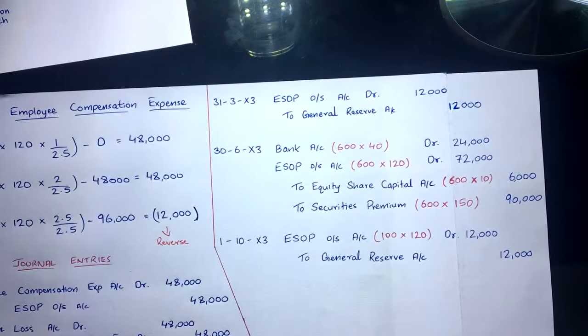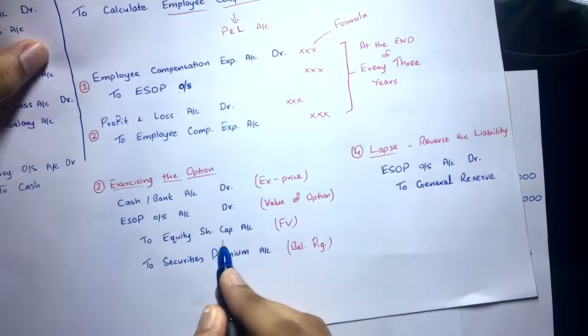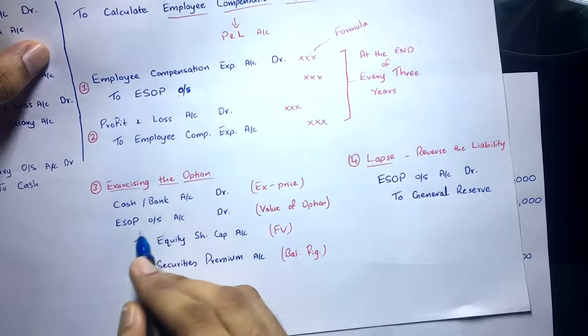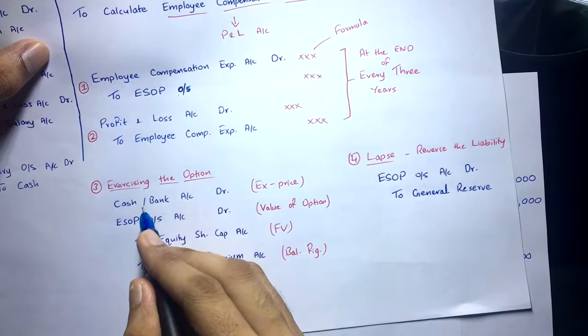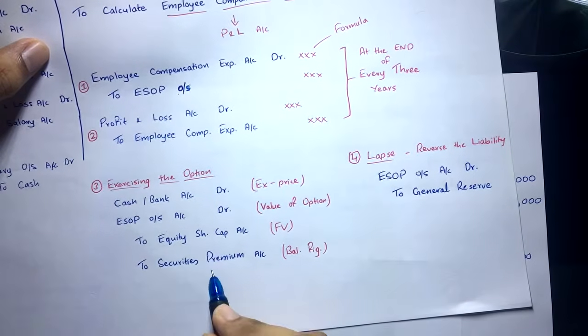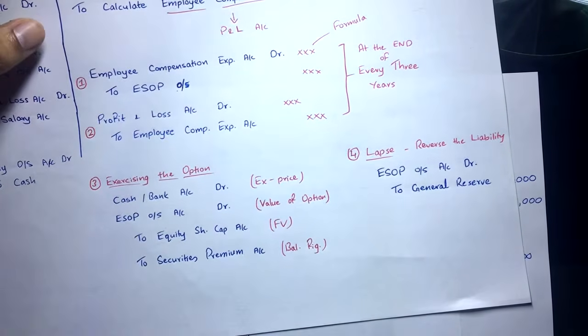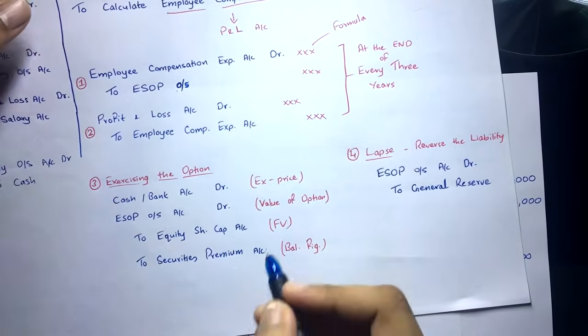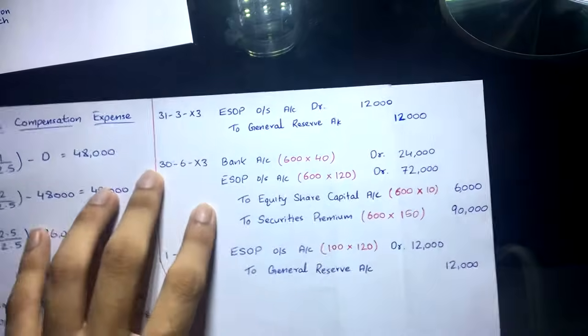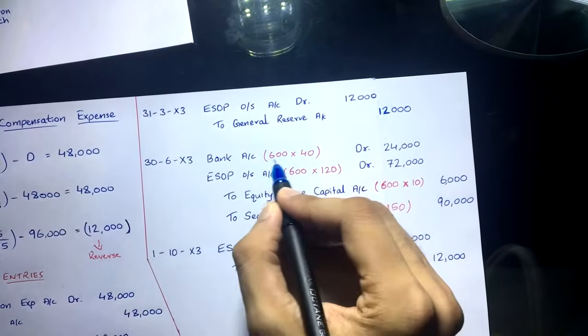So that's what simple. So इक्विटी शेयर कैपिटल अकाउंट हमेशा फेस वैल्यू, राइट? ESOP आउटस्टैंडिंग वैल्यू ऑफ ऑप्शन पे खेलेगा, कैश और बैंक अकाउंट एक्स प्राइस पे खेलेगा, राइट? एंड देन सिक्योरिटीज प्रीमियम बैलेंसिंग फिगर. Always remember that, okay? Whatever extra is there over the face value, that will go to securities premium. Yes. So the entry, bank account debit, money is coming in, 600 options have been exercised.